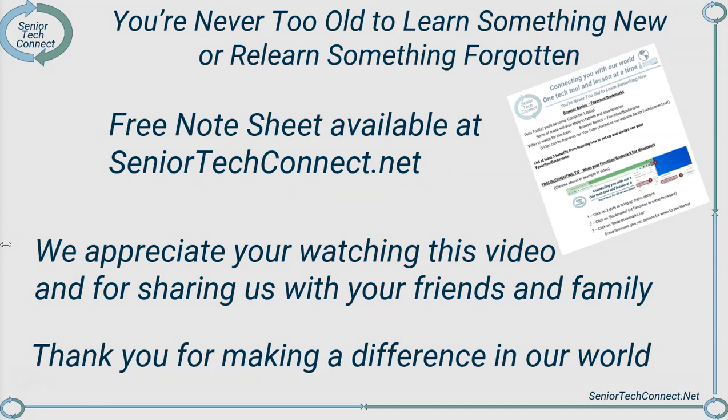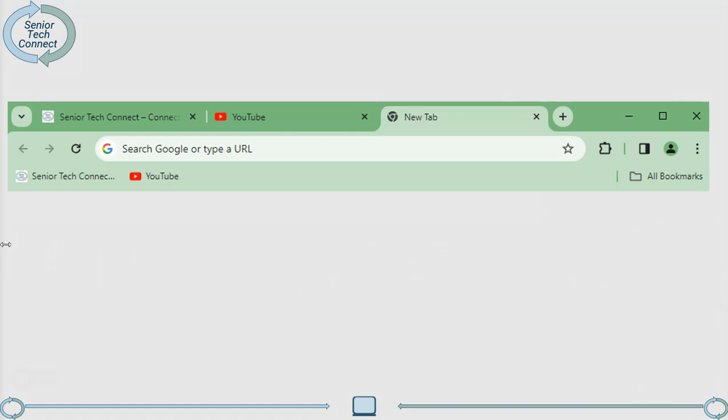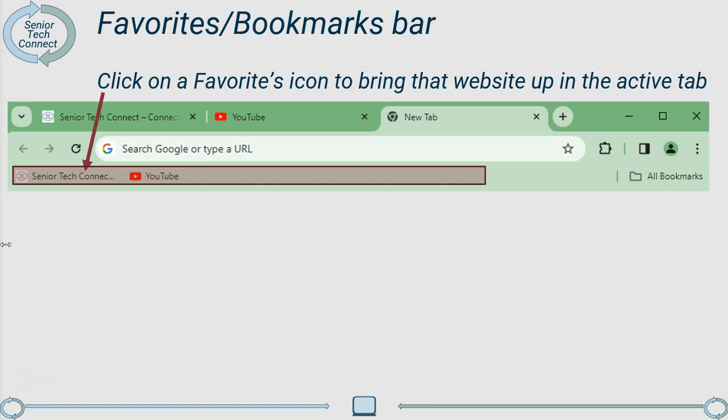So let's get started. All right, during this video, we are going to talk about your favorites, your bookmarks bar. You'll find it in your browser right below the website address line. Yours may look different than mine, but the functions of it will be there, and it may look different because it depends on who set your browser up and what settings are set up in your browser.